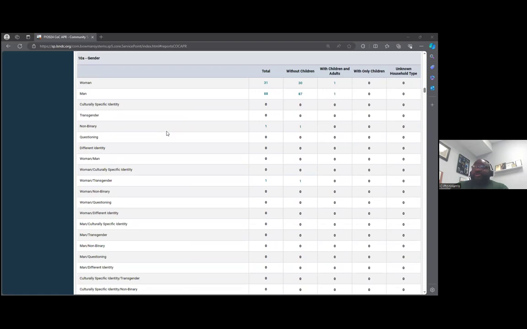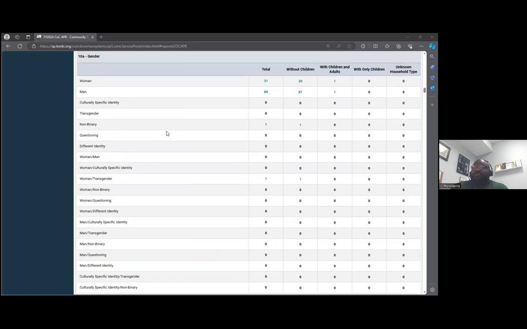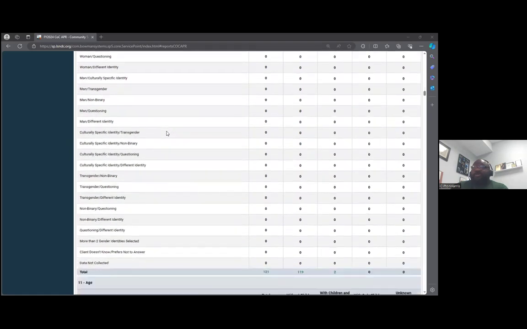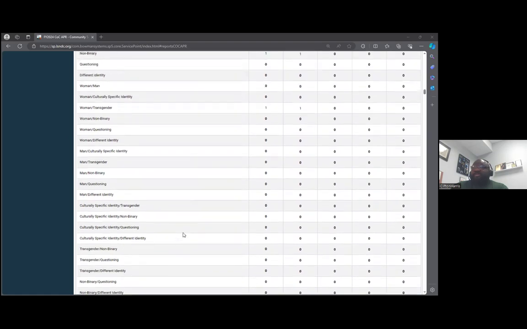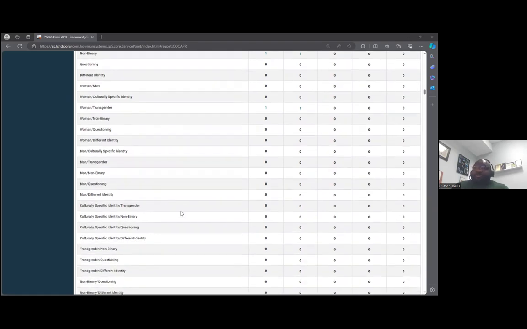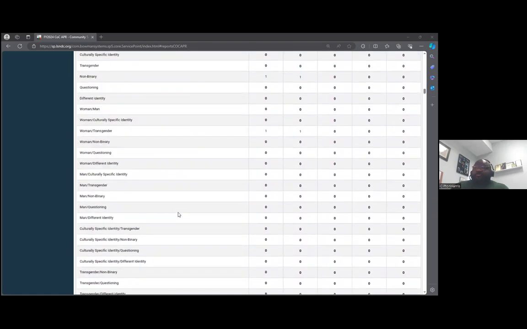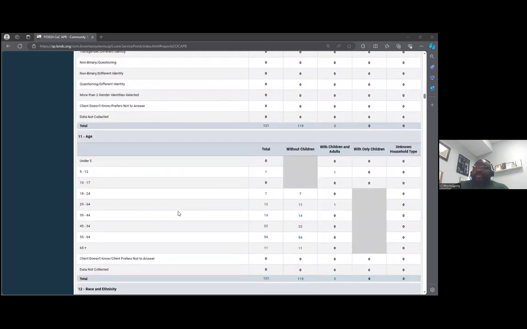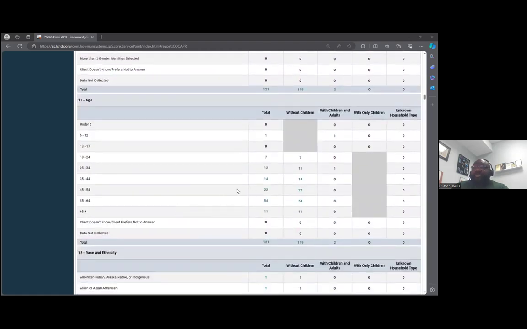10A is gender, and with the new fiscal year report, there are additional gender options as well as the different combinations, because now clients can select more than one gender to identify as. And so all of those are incorporated here. And then 11 is age, just the age ranges.